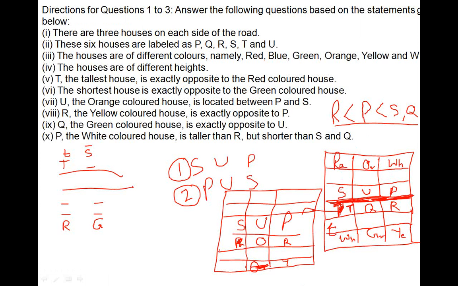The sixth statement says the shortest house is exactly opposite to the green colored house. So green colored house is Q and exactly opposite is U. So that means U is the shortest. So if we come here, we'll know that U is here, right? Now the table is in front of you. You can answer all the questions. Okay, I hope this table is clear. Make this table.